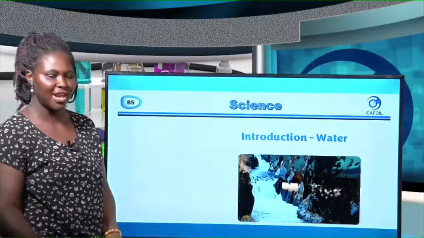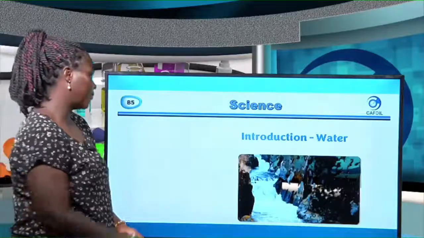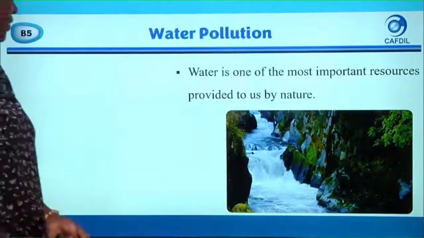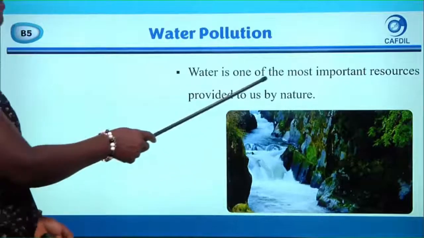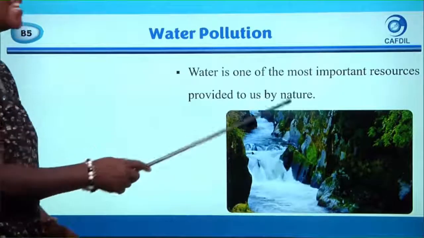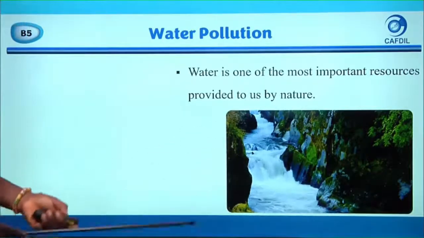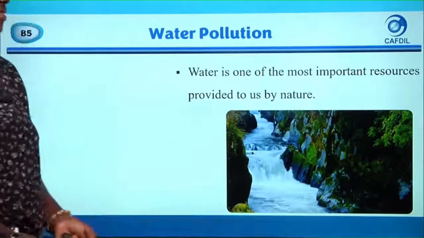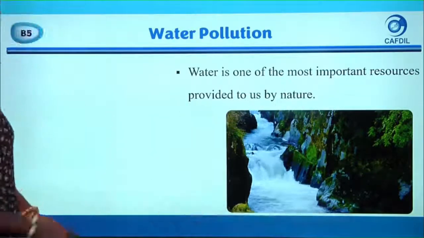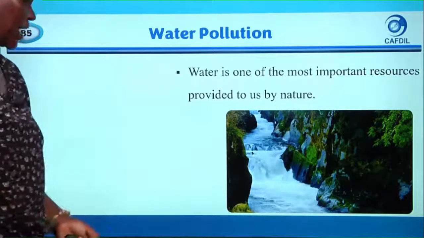Good. Now, introduction of the lesson, water pollution. Water is one of the most important resources provided to us by nature. So, God gave the water to us.